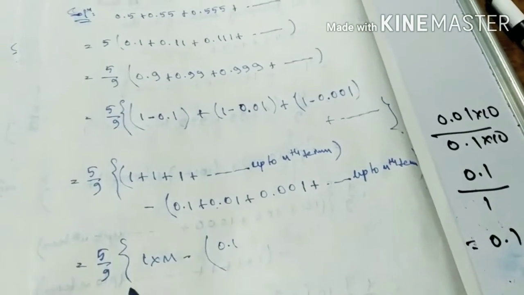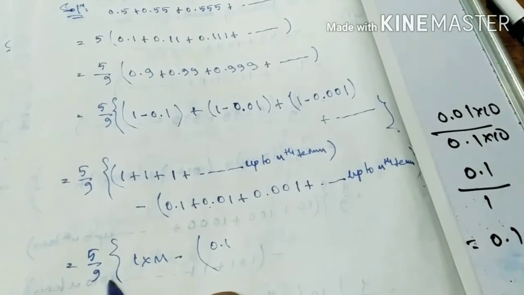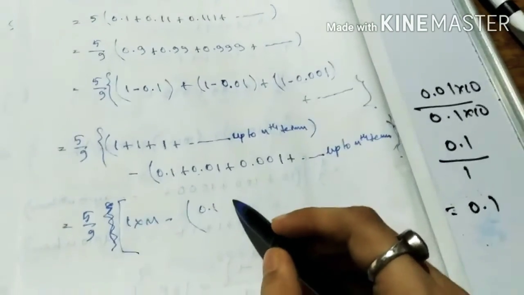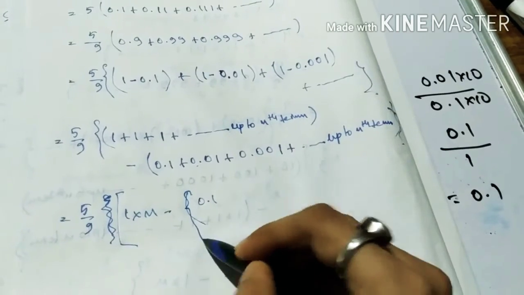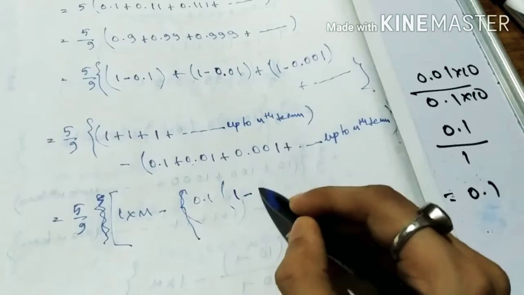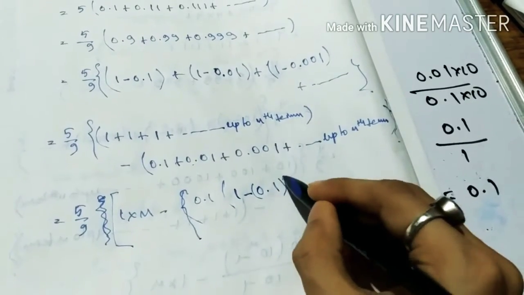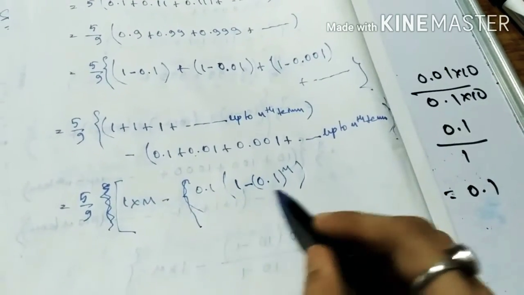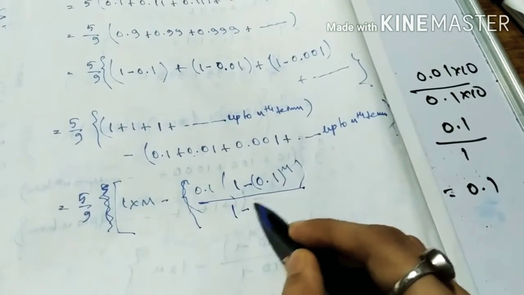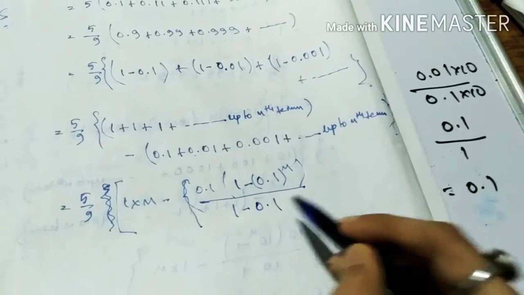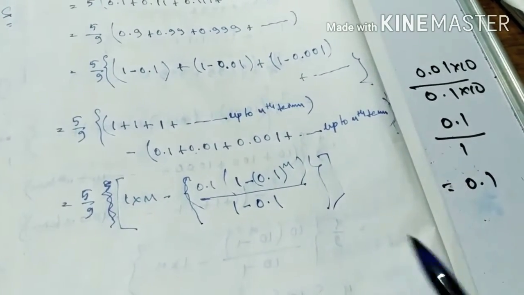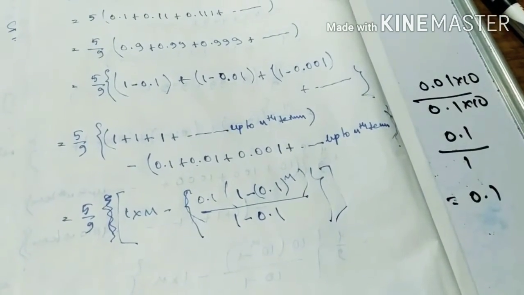This one in here we will use this square bracket. This is a curly bracket, 0.1 bracket start, and this will be 1 minus 0.1 to the whole power n, okay, 0.1 to the whole power n by 1 minus 0.1, and this will be our answer.